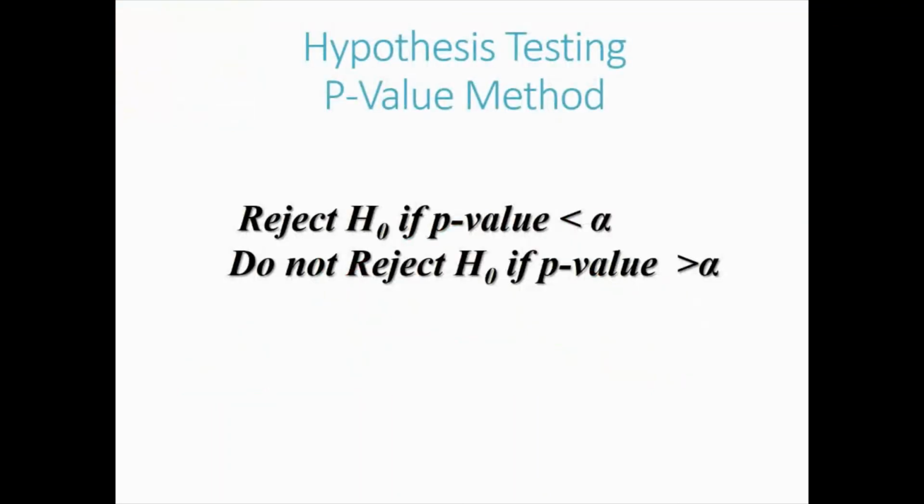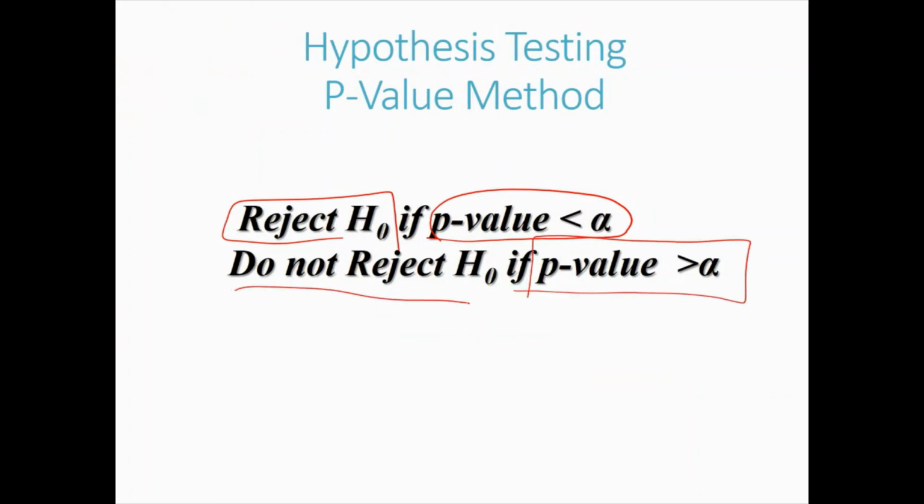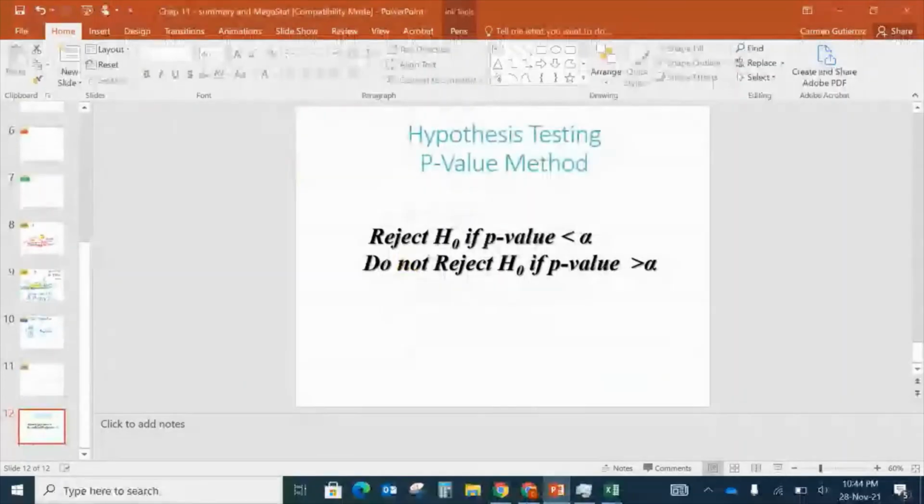Now, that was the traditional method. The second method for hypothesis testing is the p-value method. And just like when we were comparing one sample mean, the same rules apply. If your p-value happens to be less than your alpha, then you have to reject H0. If your p-value is more than your alpha, then you do not reject H0. P-value bigger than your alpha, you do not reject. P-value less than your alpha, you reject H0. And that is it. Hope this helps.